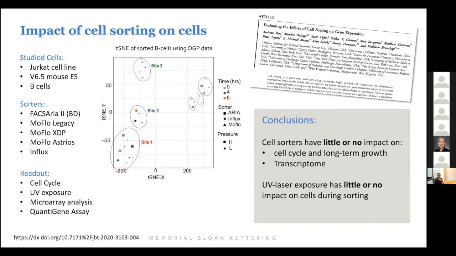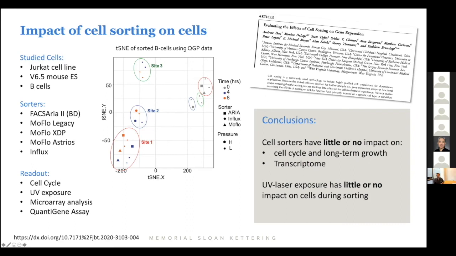And there were several other studies out there. So if you think that there aren't any systematic studies on the impact of cell sorting on cells, take another guess. This was an amazing study, also very comprehensive, done by Andrew Box and other people, including Peter Lopez. These are a lot of facilities where they looked at Jurkat, embryonic stem cells, and B cells, and they used a lot of instruments and several readouts, including microarray analysis.